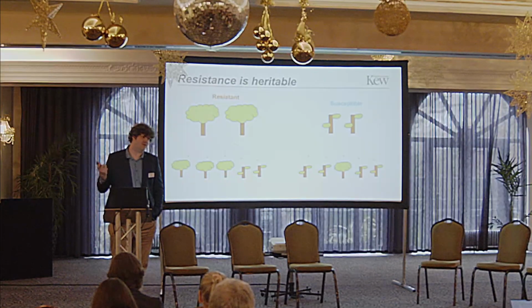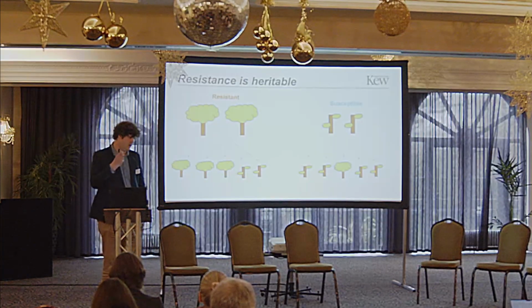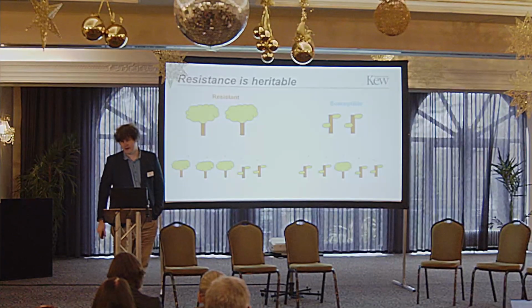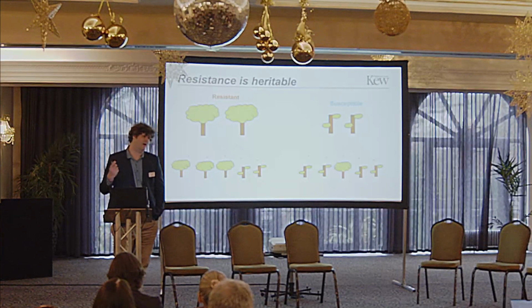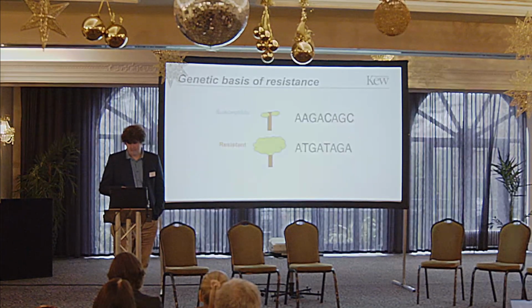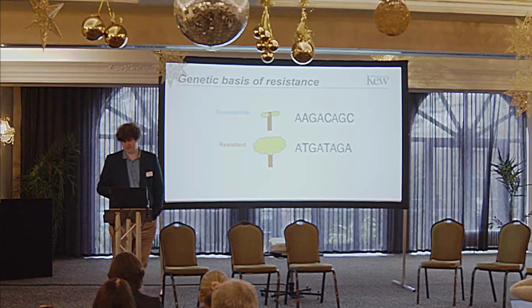But there's also an environmental component to it. So it might be that a resistant tree, if it grows in a particularly poor environment, might end up getting highly infected by ash dieback, and vice versa. So there are these two different components to it, and we've been interested in identifying the genetic basis of that genetic component of resistance.